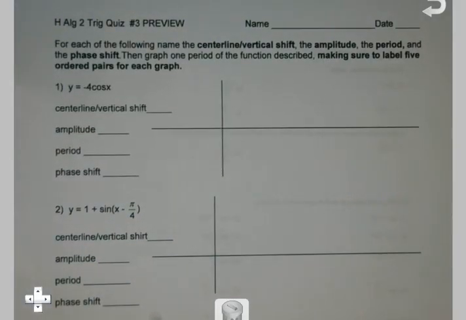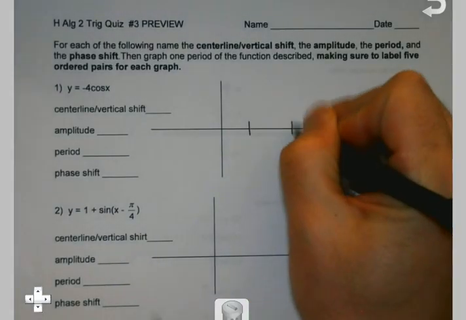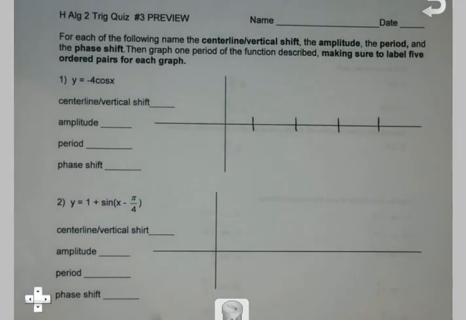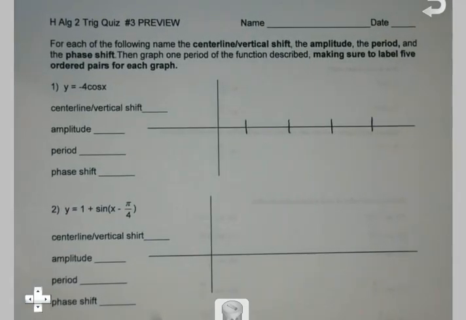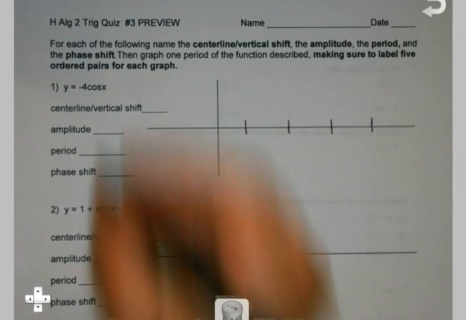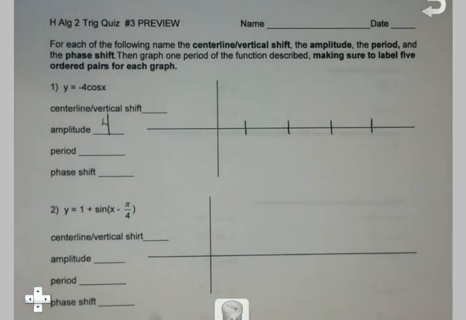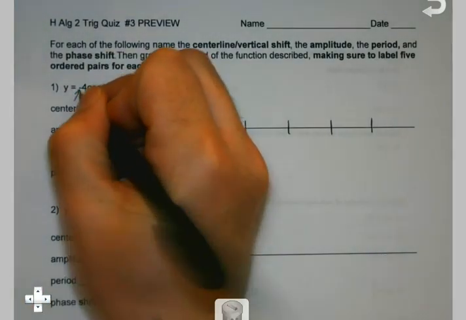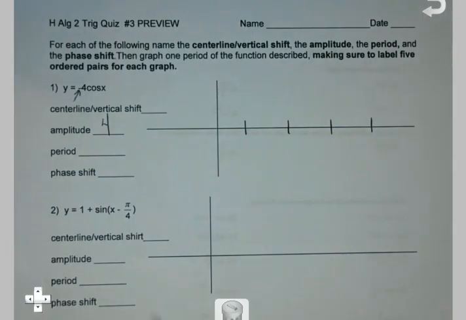Okay, so when we go to graph these, remember we're going to have 5 points that we're labeling each time. If you want to put more, you can, but you don't need to do any more than that. There's not a whole lot to label in this first one. Basically all you're looking at is an amplitude of 4, but remember that negative means we're going to reflect our graph over the x-axis. We'll talk a little bit more about that in a minute.